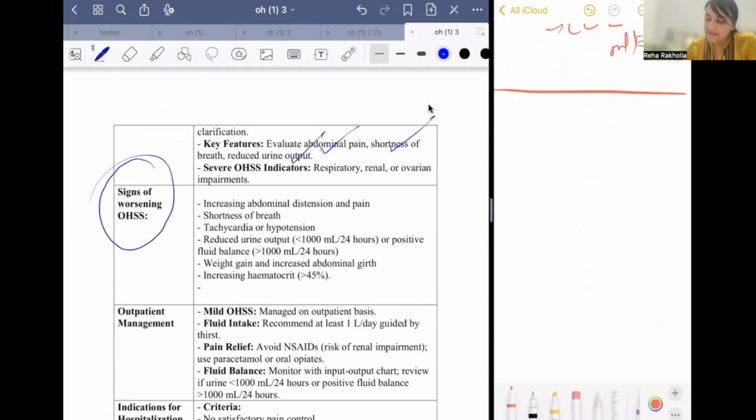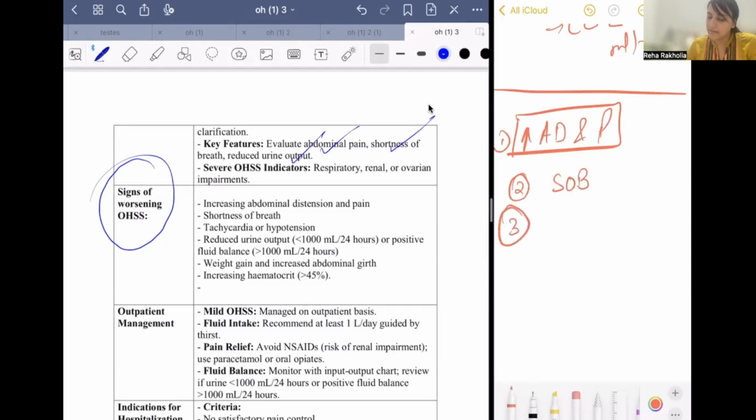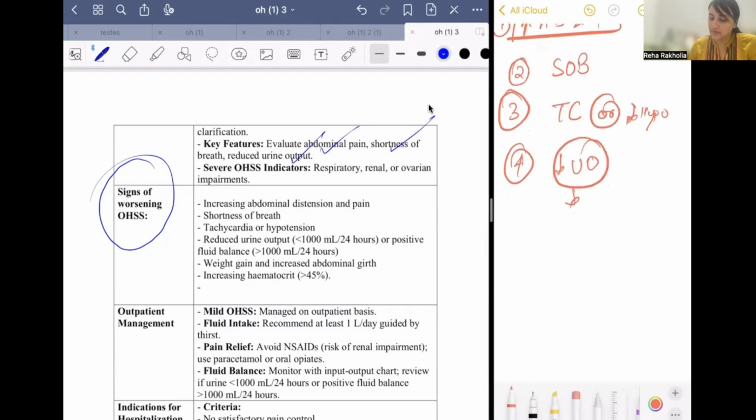See, now we'll see severity classification, which is determined by the signs of worsening. These include increased abdominal distension and pain. There will be more pain, there will be more abdominal distension. And second is shortness of breath. Third is tachycardia or hypotension. Fourth is reduced urine output. Reduced urine output means less than 1000 ml per 24 hours. Or fifth, there will be positive fluid balance.